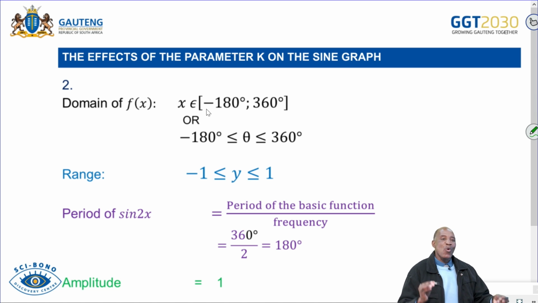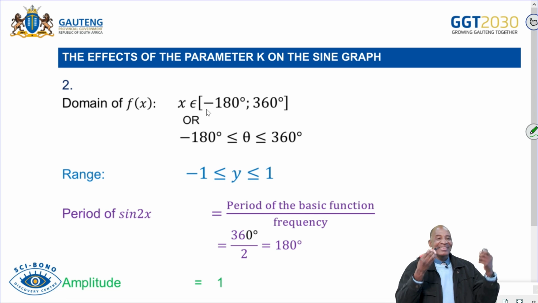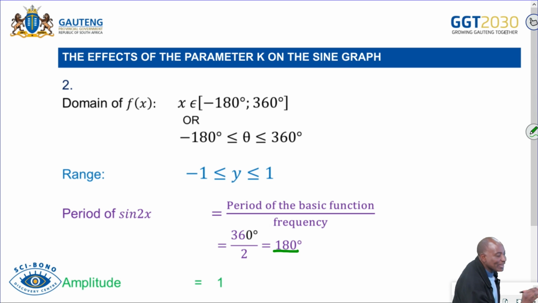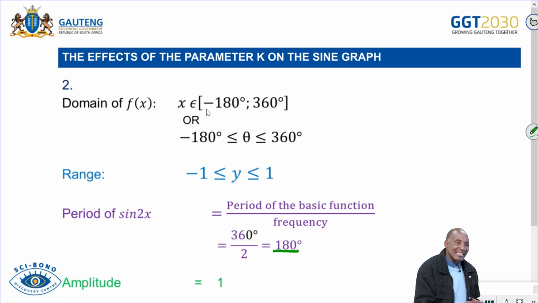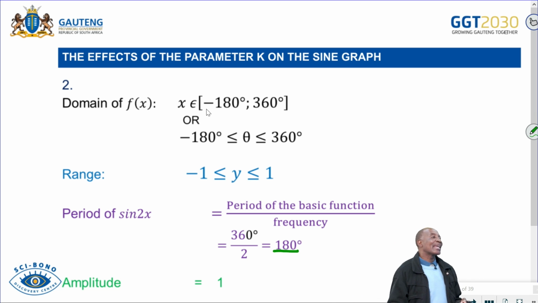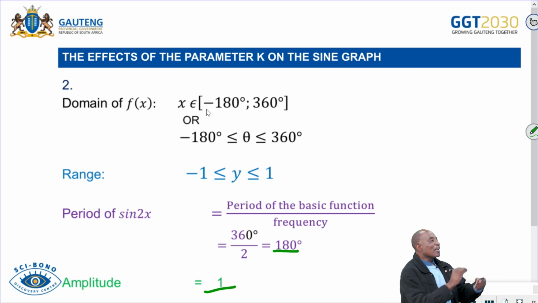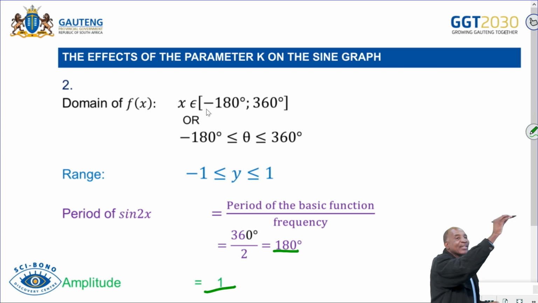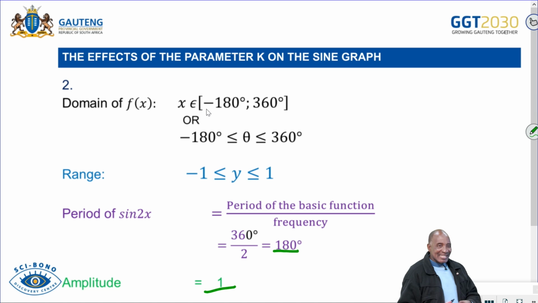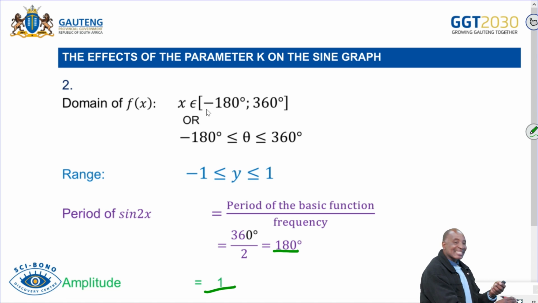Because there are now 2 complete cycles within a revolution, they will have to share the standard period of 360 degrees. So each complete wave will take 180, then the other wave will take the next 180 to make a complete cycle of the standard graph. The amplitude still remains at 1. So the effect of adding a parameter k, or number k, to the variable, which is the angle, is what we are just seeing here.